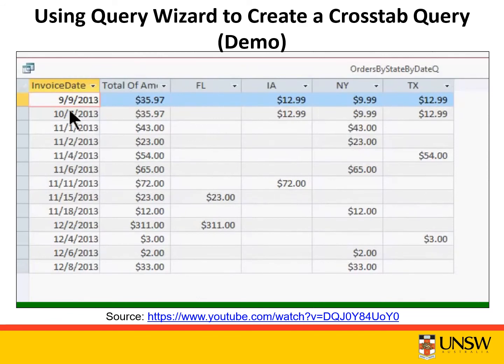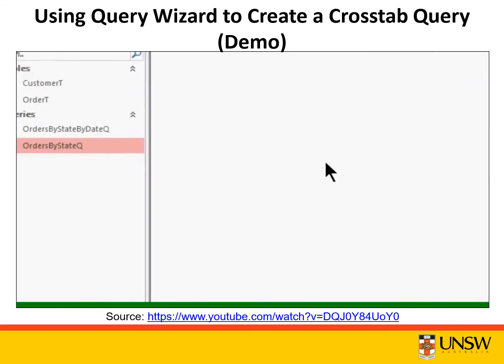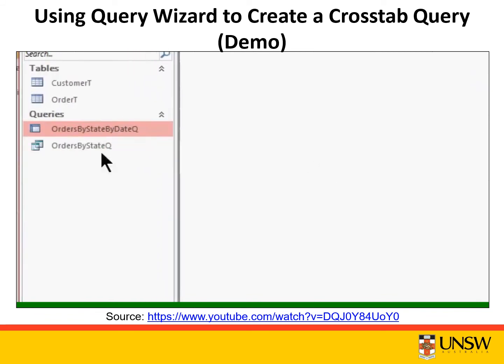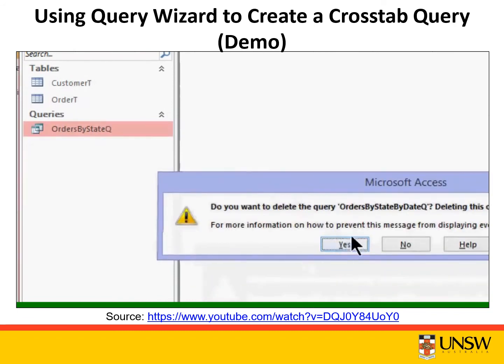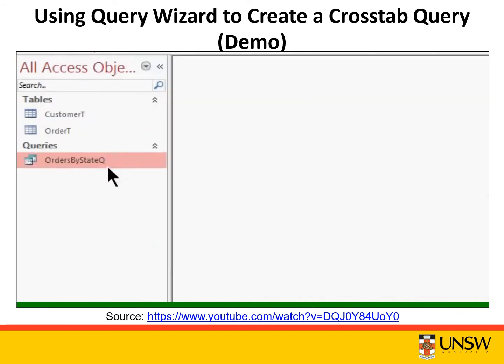Now, if you want this grouped even further by, let's say, just month and year, you don't want to see the individual date here. You want all of September sales, all of October sales, and so on. You just have to format the date accordingly in your original query. For example, let's close this. I'm going to delete that query. We're going to build another one. Delete the orders by state by date. All right, are you sure? Yes, I'm sure. Let's go back and edit our orders by state Q.